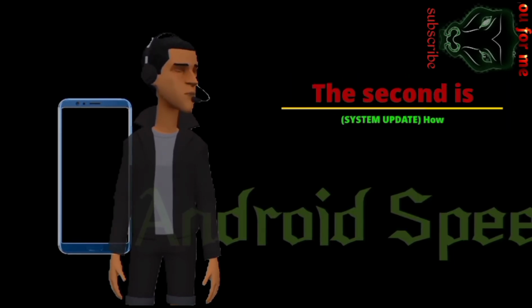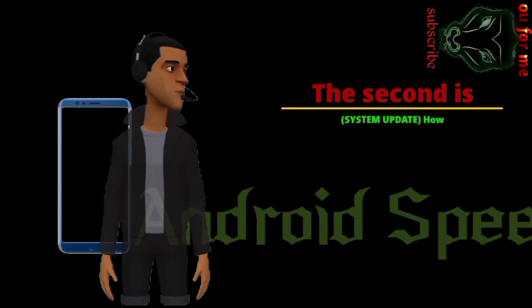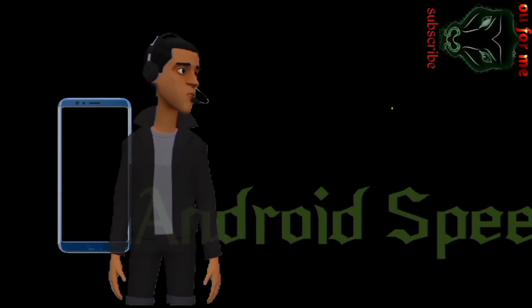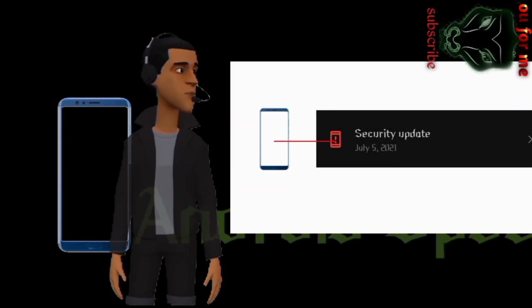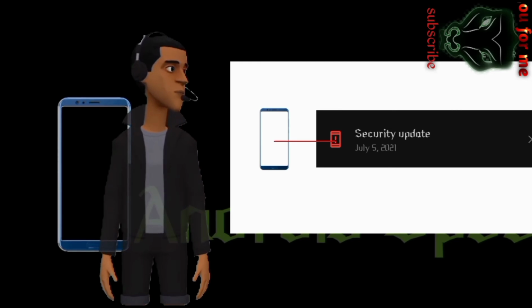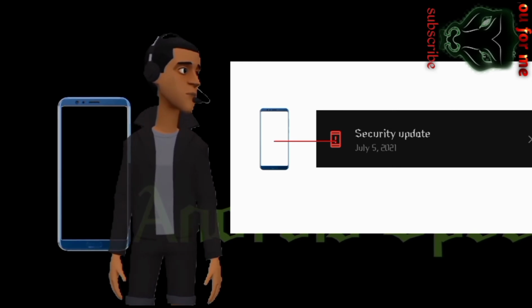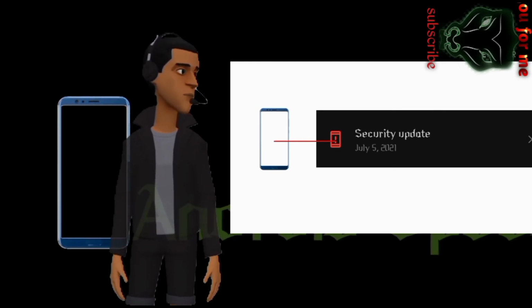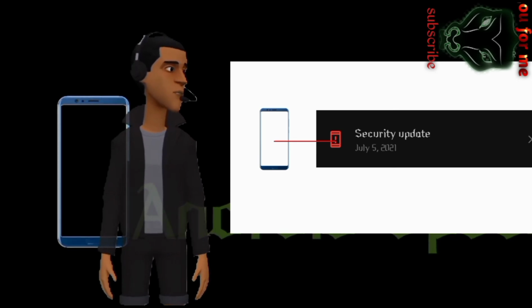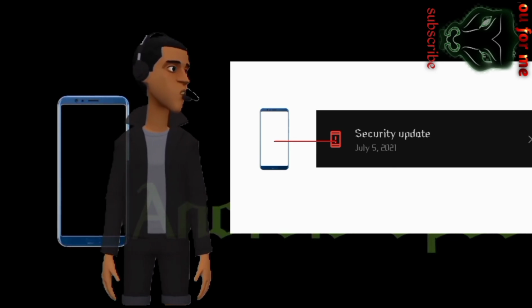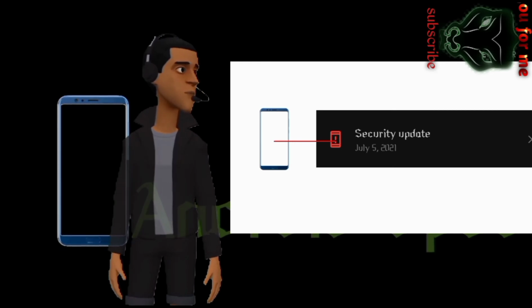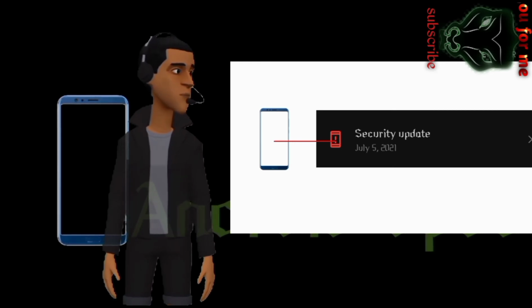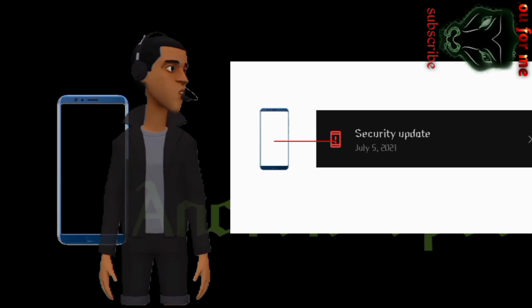The second is system update. How can system update affect it? System update has been a problem of Android devices. It reduces its speed, causing hanging. It opens the device to cyber attacks.